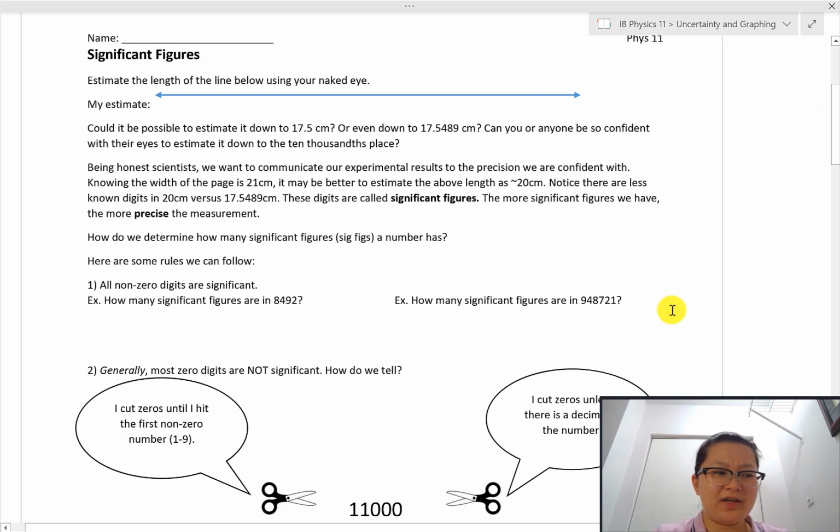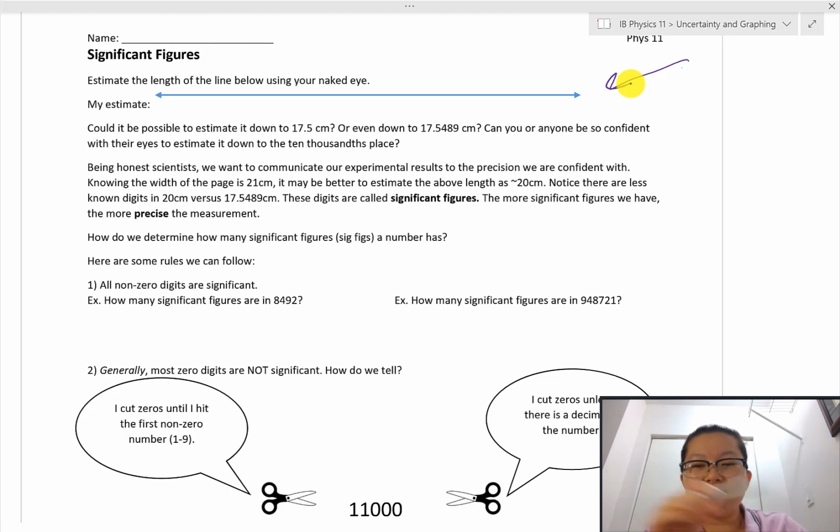Okay, so what are sig figs? And let's talk about them. First, I'd like to direct your attention to this line. I don't know how big this line is on your screen, but I'd like you to make an estimate. Don't look at this text over here. I will not go into it as much. So make an estimate. How long do you think this line is?